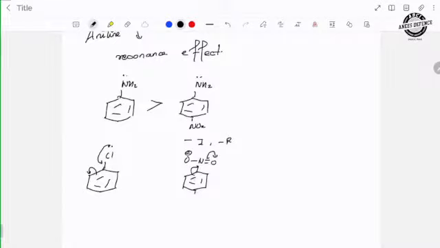Because nitro is showing minus I as well as minus R effect resonance. So it will withdraw the electron from the benzene ring.